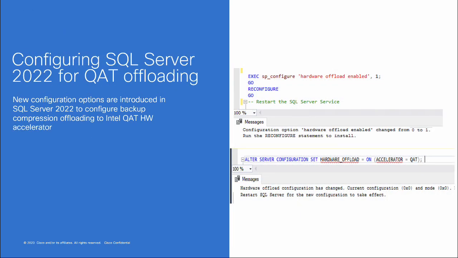This slide shows the steps to configure SQL Server to offload backup compression to Intel QAT. All you need to do is run these two commands on SQL Server 2022 and restart, and you are good to use Intel hardware accelerator for offloading backup compression.